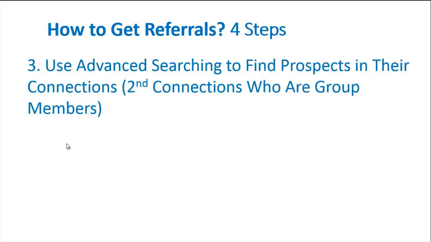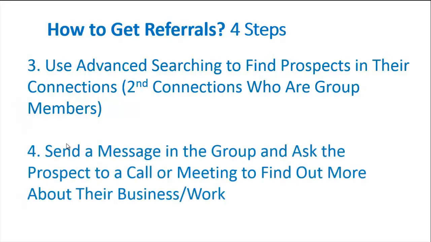Now, what you want to do then is use the advanced searching function that we talked about earlier to find prospects in their connections. I'm talking about second connections who are group members, so that you can message them for free. Then you want to send a message within the group. You can search for them.